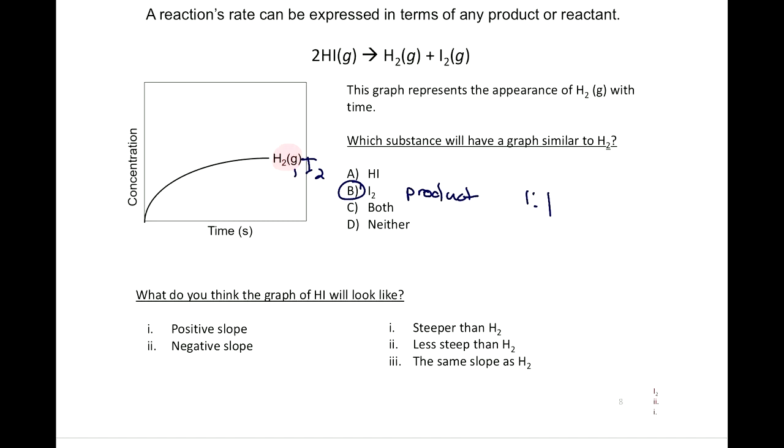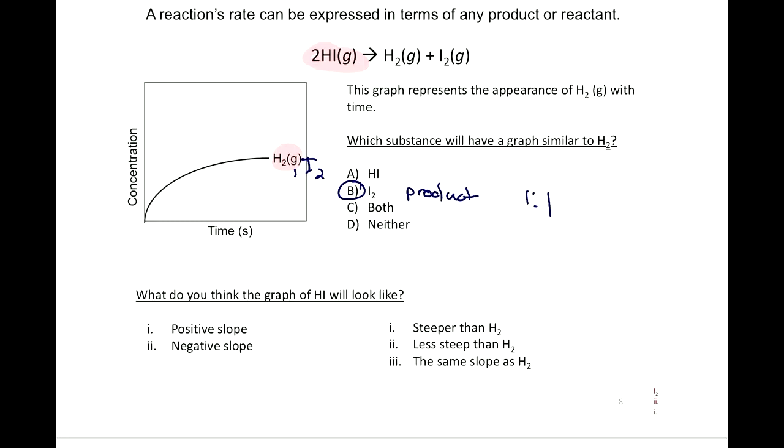Okay, what do you think the graph for the reactant will look like for HI? Will it look the same as this graph, its change in concentration over time? No, because there's a couple things. HI is a reactant, all right? Also, the stoichiometry is different, so let's think about how that will change what the graph will look like.